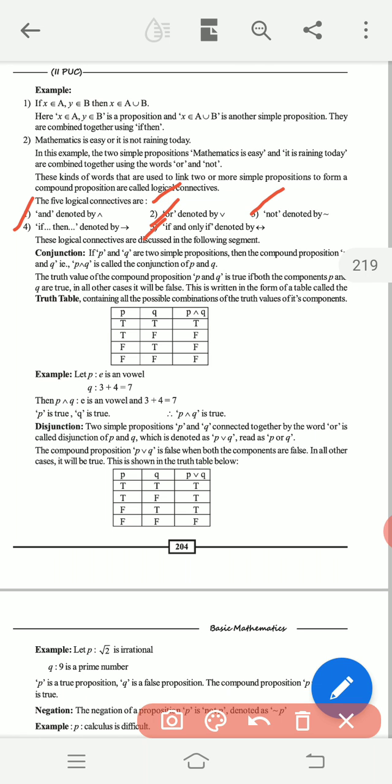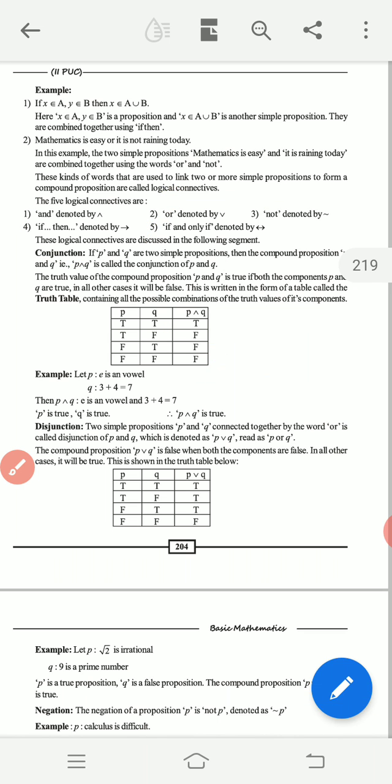First one, and. And is called conjunction. Conjunction means and. It is denoted by a reverse V, like this. Conjunction means inverted V. If P and Q are two simple propositions, then the compound proposition of P and Q is denoted like this, P conjunction Q. This is called conjunction, P conjunction Q.